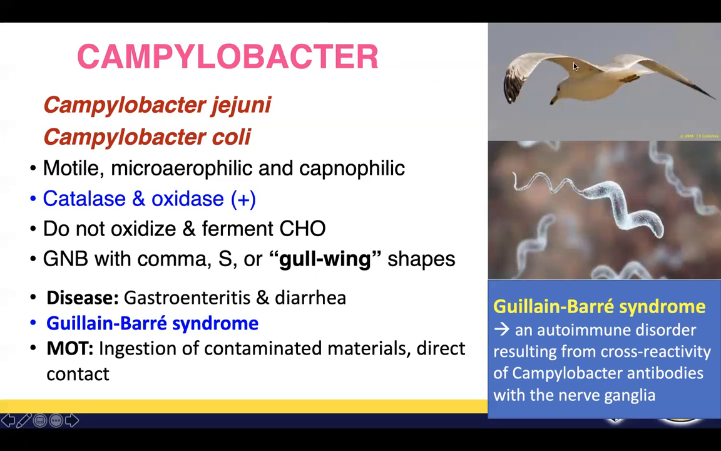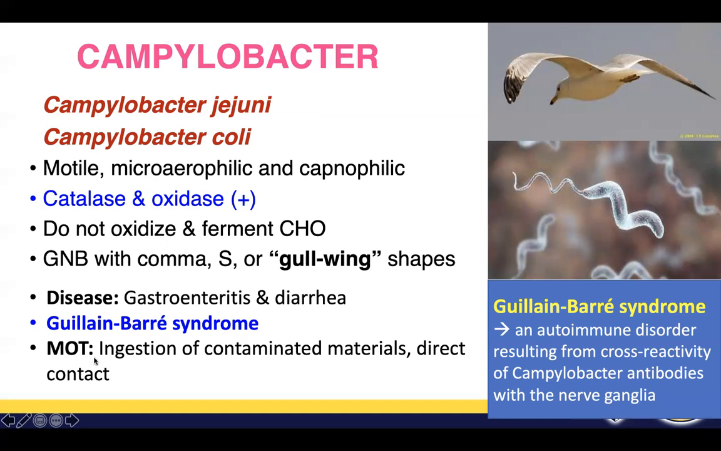They look like a seagull. These are the wings of the seagull, and this is the organism. So, gull-winged shapes. They are able to cause gastroenteritis and diarrhea, and they have been associated with Guillain-Barré syndrome. Guillain-Barré syndrome is an autoimmune disorder resulting from cross-reactivity of Campylobacter antibodies with the nerve ganglia.